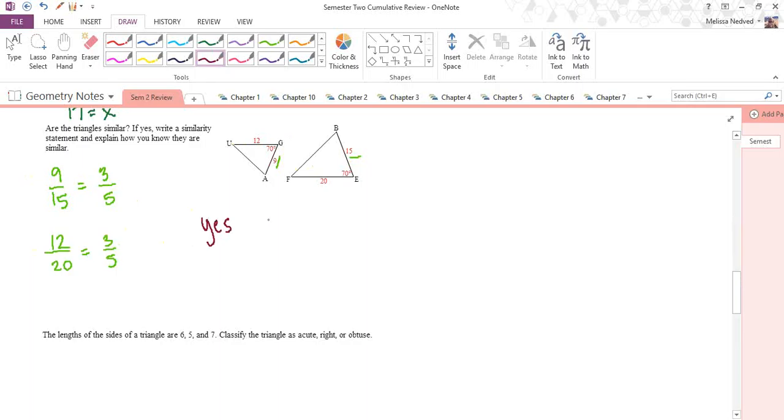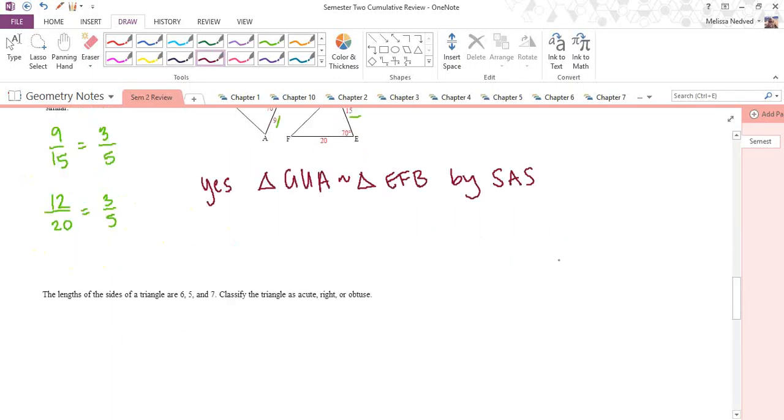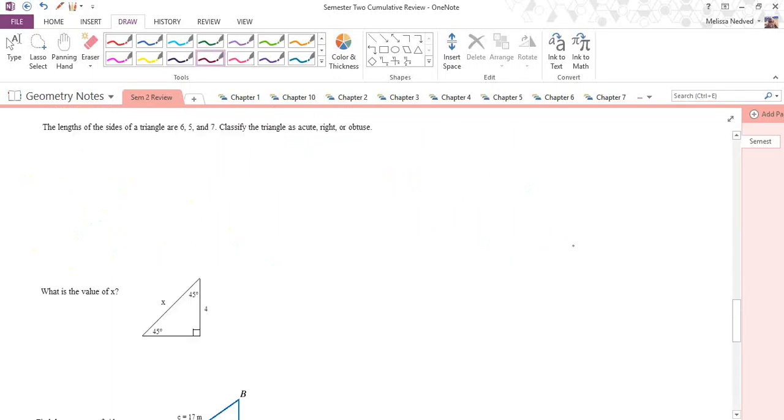Now remember, when we list our triangles as similar, make sure you do so in corresponding parts order. So I'm going to say yes, triangle GUA is similar to triangle EFB, and we're going to say by side angle side. So spend some time reviewing and refreshing what other similarity postulates we came up with in that section. And then we went on to talk a lot about right triangles and the Pythagorean theorem. So make sure that you review that Pythagorean theorem. I don't have an example here, but you can work it to find the hypotenuse as well as finding one of the legs. And you'll have some problems like that in your homework.